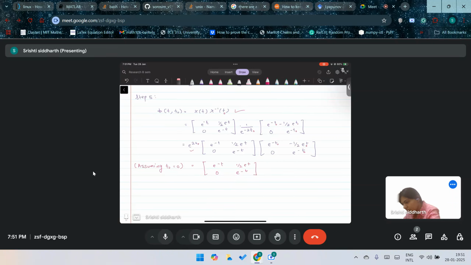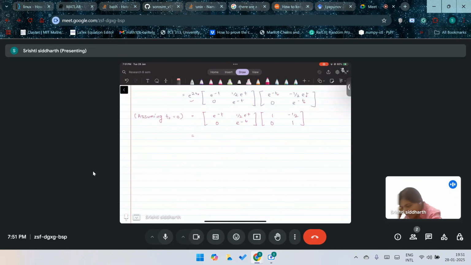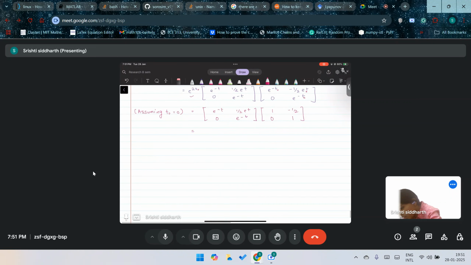So let me just compute this again. So we have 0, this is 1, 1, this is minus half. Okay, so we get e to the power minus t. Then we have minus half e to the power minus t plus half e to the power t. Then we have 0 and 0. We have e to the power minus t.